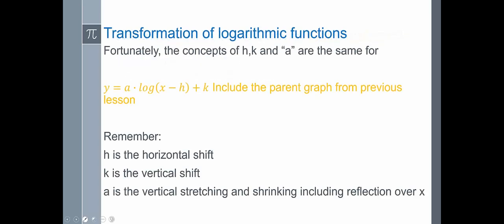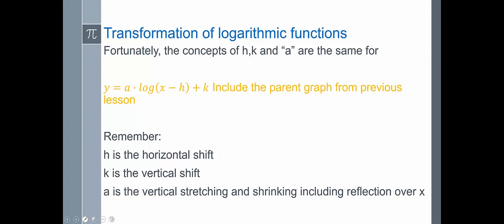So fortunately, the concept of h, k, and a are the same. This is that graphing form for a log: a times log of x minus h, plus k. Now, this is something you need to memorize. We need to know the h, we need to know the k, we need to know what a does. We need to know what the parent graph form is so that we can easily shift our graph. You just draw the shape and shift it.